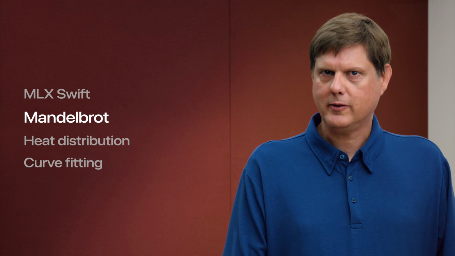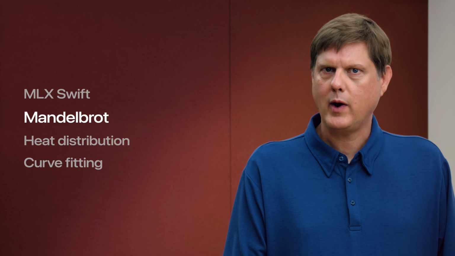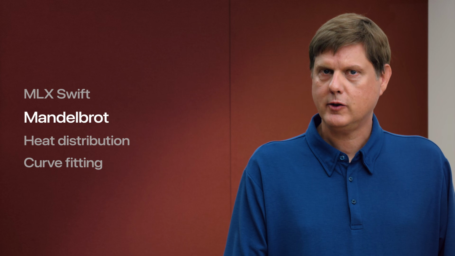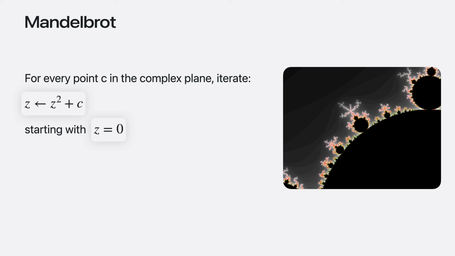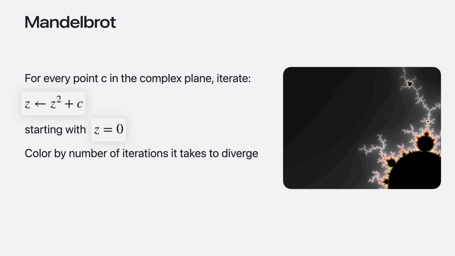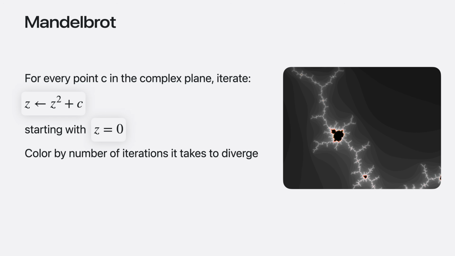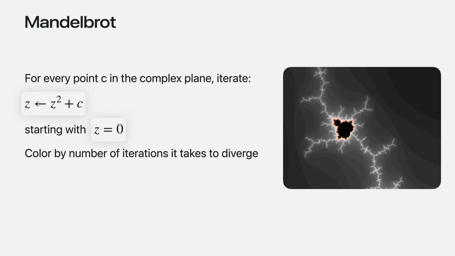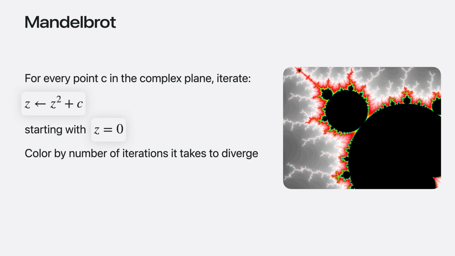Next, the Mandelbrot set. It's a classic fractal, and it's also a perfect showcase for array computing where we apply a function over a large grid of points. The definition is surprisingly simple. For every point c in the complex plane, you iterate z equals z squared plus c. If the magnitude never exceeds 2, the point is in the set and it's colored black. If it diverges, it's colored by how quickly it escapes.